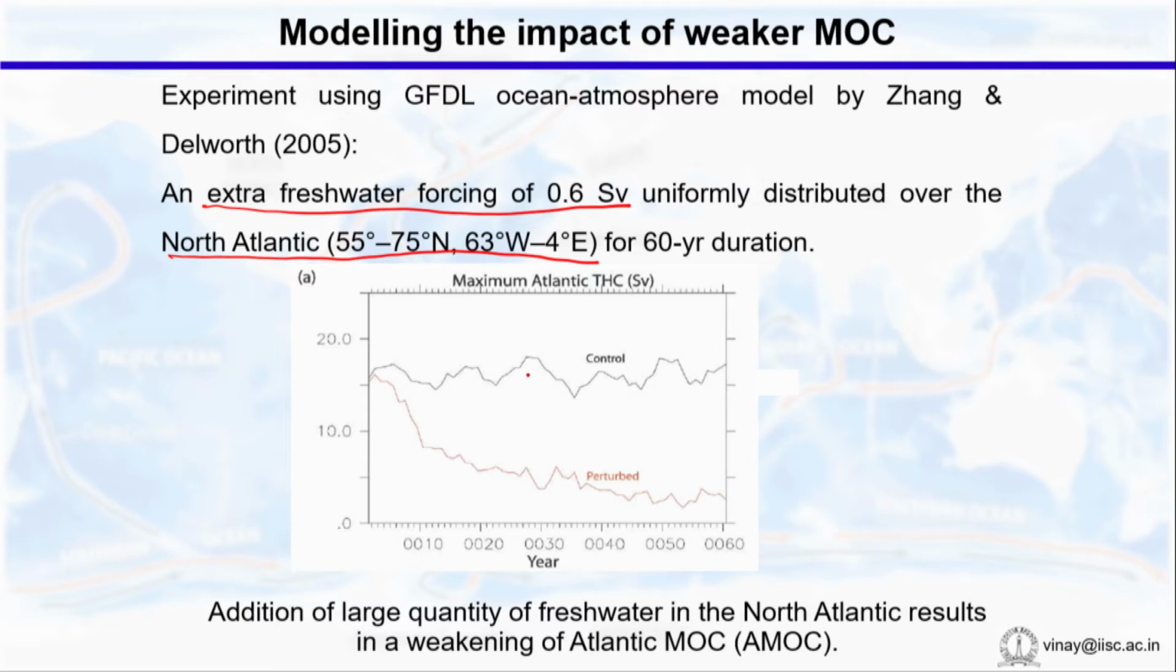It's very clear that the strength of the thermohaline circulation decreased when an additional amount of fresh water was added into the model. The strength of the thermohaline circulation was roughly 15 Sverdrup in the control run, but it decreased steadily with the addition of the fresh water and settled down to a value which is less than 5 Sverdrup when the excess fresh water was present in the model. The summary is that addition of large quantity of fresh water in the North Atlantic results in a weakening of the Atlantic meridional ocean circulation.